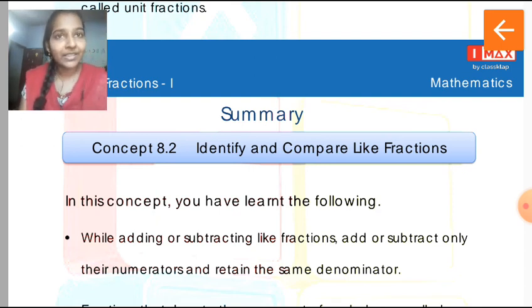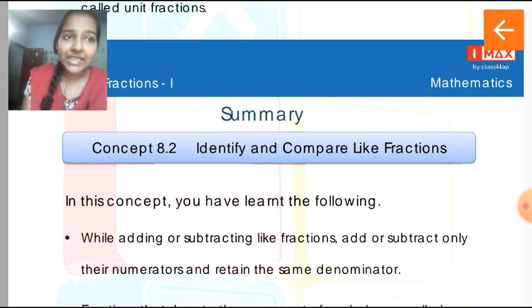Got it, children? And in subtraction, if you are taking 5 by 7 minus 2 by 7, then 7 will be the same denominator in the result. So, 7 you write, and then 5 minus 2. You just subtract the numerators. 5 minus 2, that is 3, isn't it? So, the answer will be 3 by 7. Okay, children, clear? So this way you can subtract like fractions.